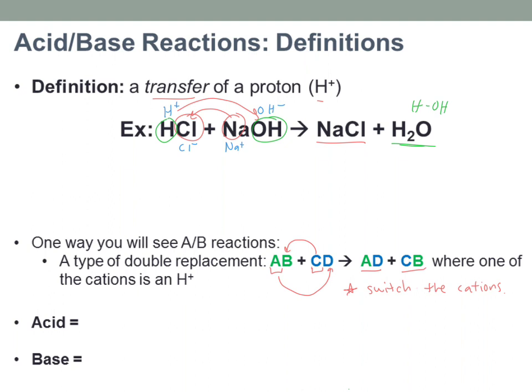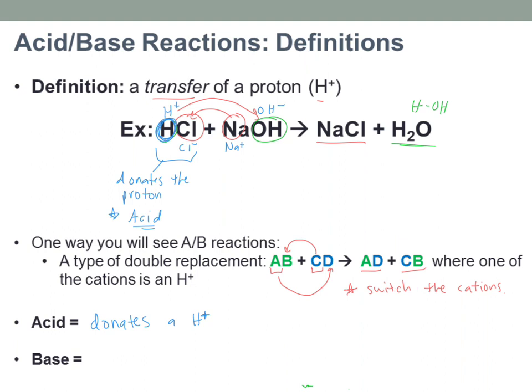As far as our definitions go, for acid-base reactions, the idea here is that an acid is just the thing that donates the proton. Whatever donates the proton is the acid. So in our example up here, HCl was the thing that donated the proton, so it's the acid. Donates the proton, therefore this is the acid, right? Here's the proton that we're talking about, that H+.